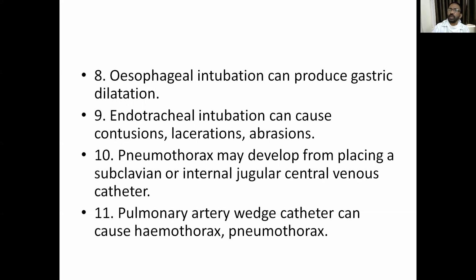Pneumothorax may develop from subclavian puncture. If you give a central venous line to the subclavian, then a wrong prick may produce pneumothorax due to bleeding from the subclavian artery. Central line, have you ever seen a central venous line? If you go to the ICU and casualty, you can see all these procedures.